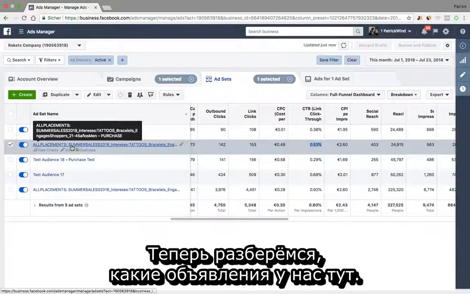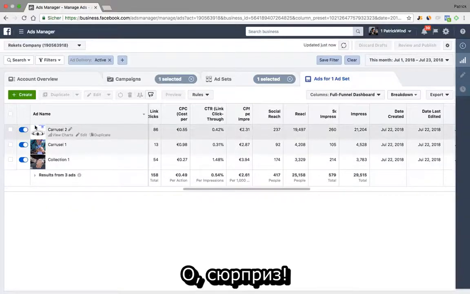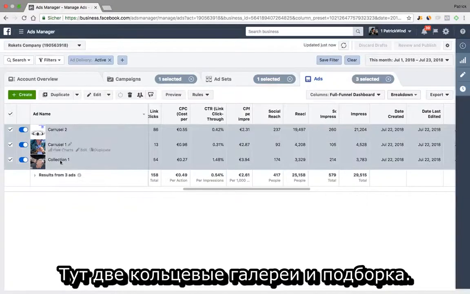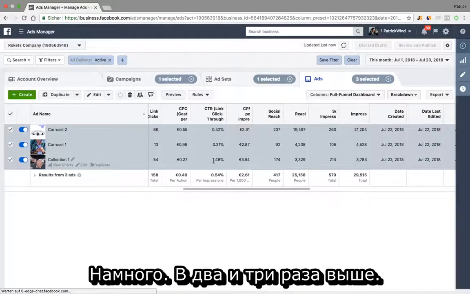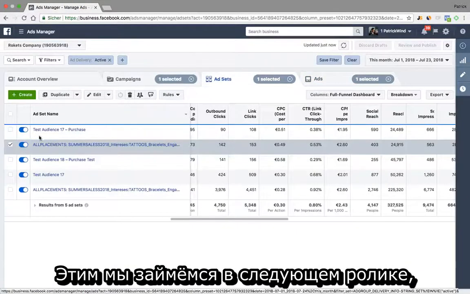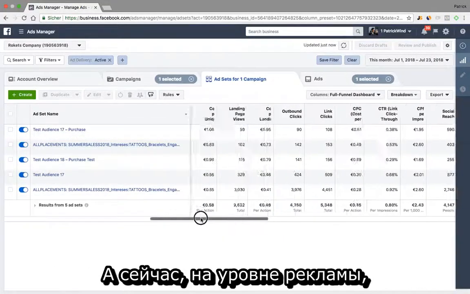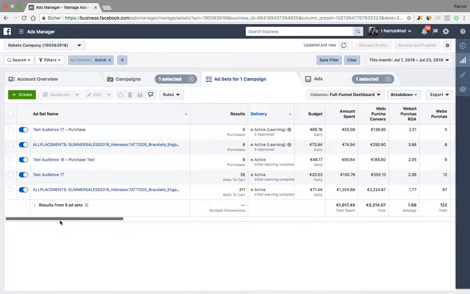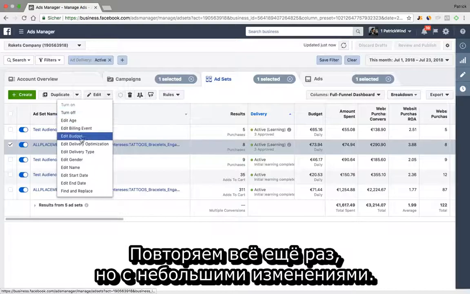Now I would like to understand what kind of ads we have in here. Okay, oh, surprise, surprise. We have 2 carousels and one collection, and once again the collection has the highest click-through rates by far, okay, 3 times higher, 4 times higher, and that's something that we will do in the next video, go through all of these specific ads. But now on ad set level, I think it's pretty clear that this one we can give more budget, so we do it once again, but now the other way around.